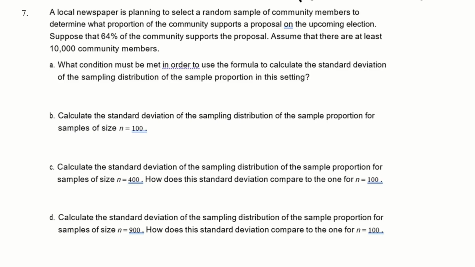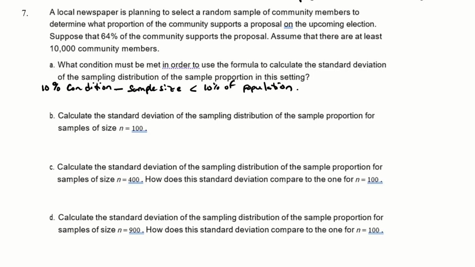Okay, so the 10% condition. This is when the sample size is less than 10% of the population. Okay, if that's true, then we can use the formula. So now we want to calculate the standard deviation of the sampling distribution of the sample proportion. So let's verify the 10% condition first. Assume there are at least 10,000 community members.